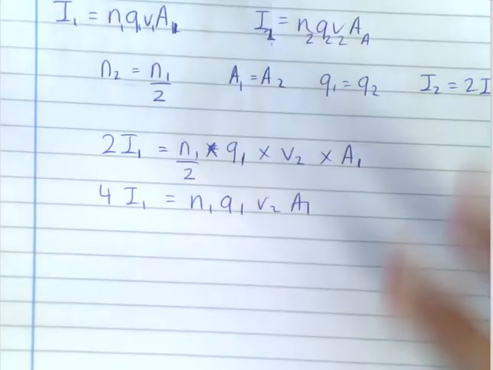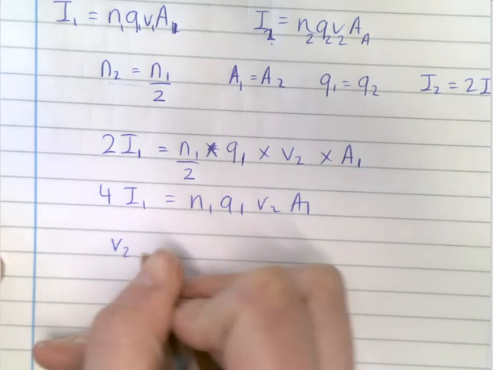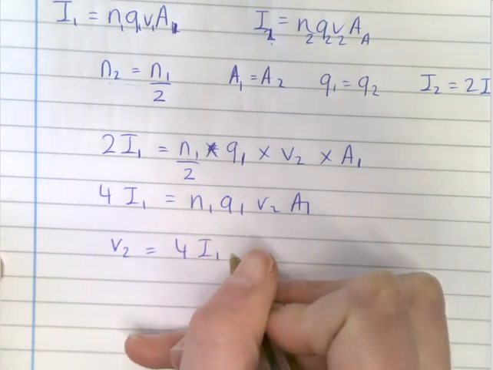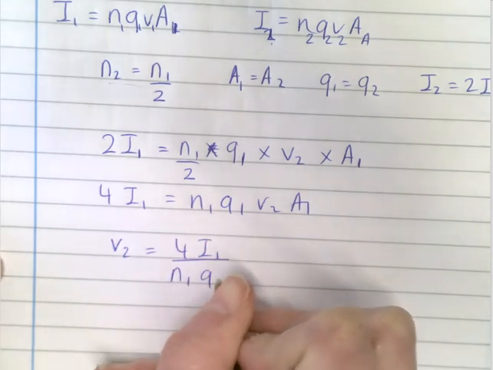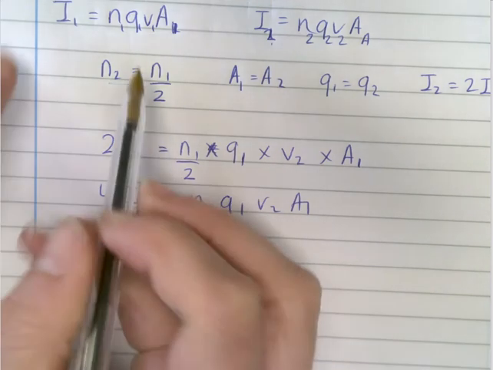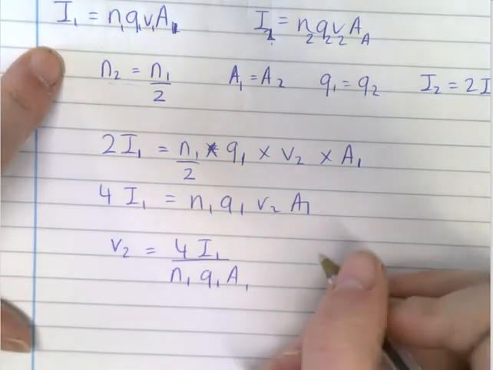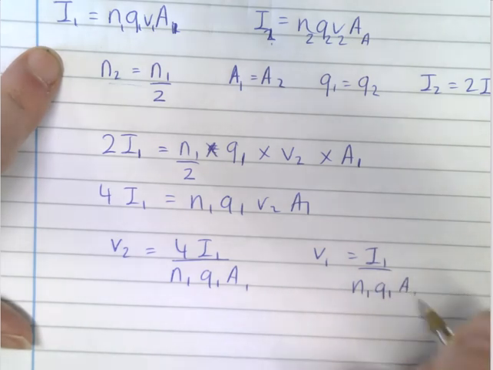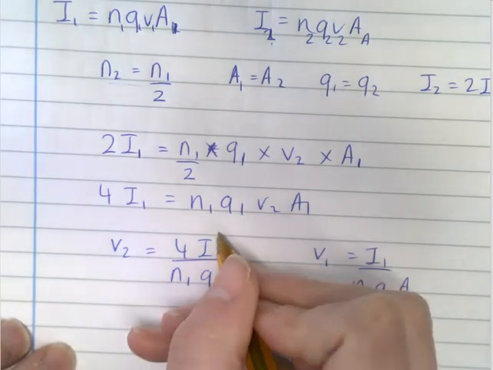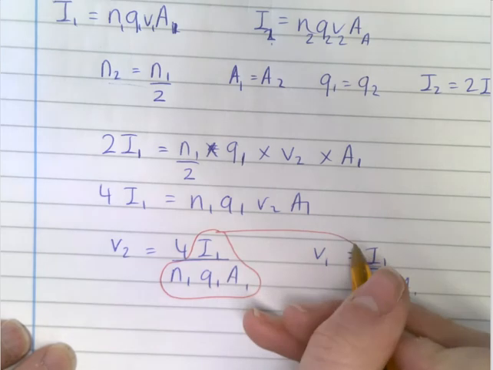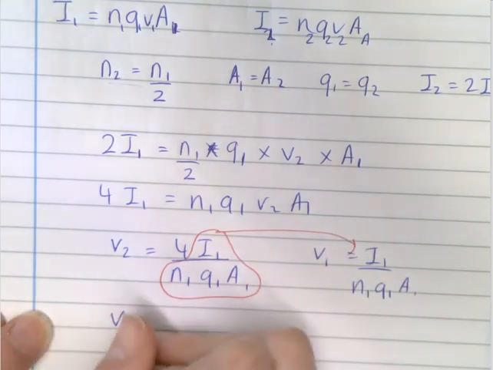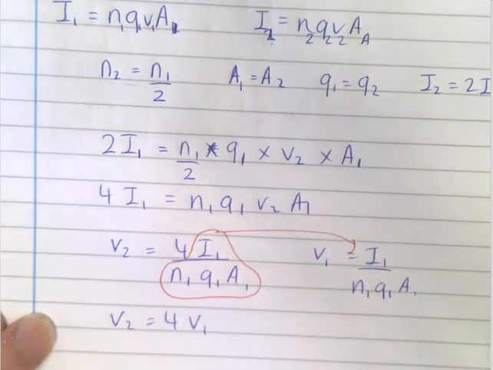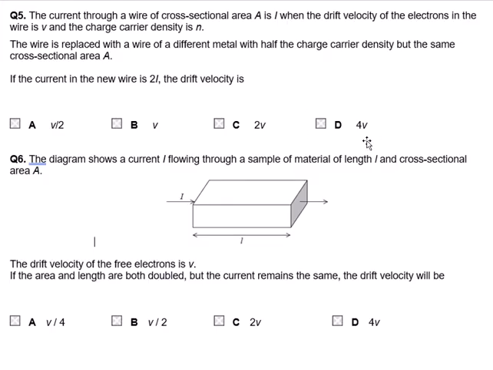You can't see that because I've not moved the visualizer. There we go. And I'm going to write this in terms of V2. So V2 equals 4I1 over N1 Q1 A1. I'm also going to write this initial equation in terms of V1. V1 equals I1 over N1 Q1 A1. And then if I look at this bit, that is exactly the same as this. So I can write that V2 equals 4V1. So the answer for this one is 4V.